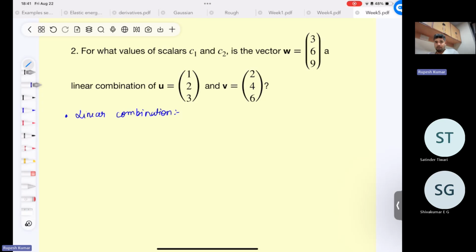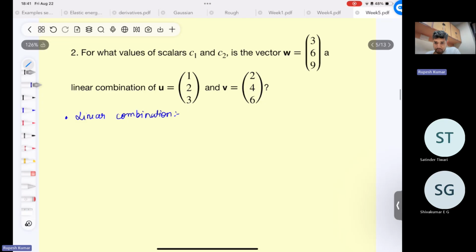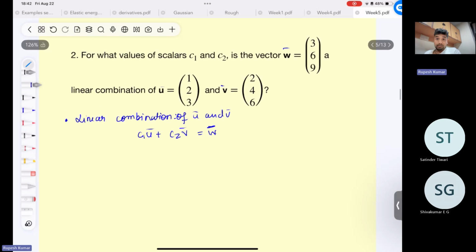Fine. So what is the meaning of linear combination here? I'm saying linear combination of vectors u and v. So basically that will be C1u plus C2v. This is a linear combination of the vectors u and v. Now the question is, for what values of C1 and C2 will C1u plus C2v be equal to W? Can anyone see what I'm doing here? We are getting to a system of linear equations from here. So let's try to formulate this.